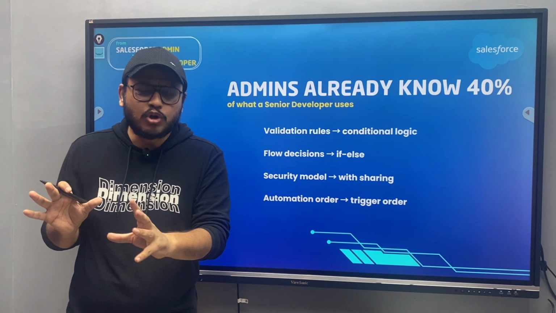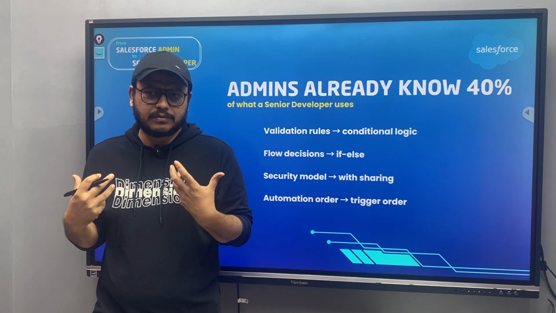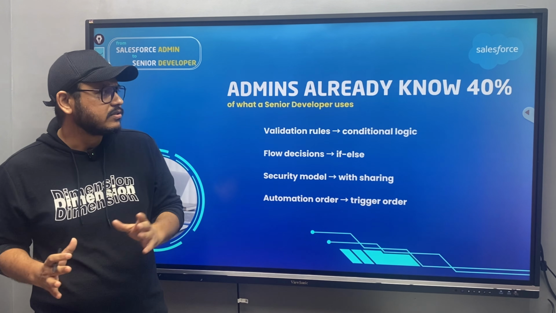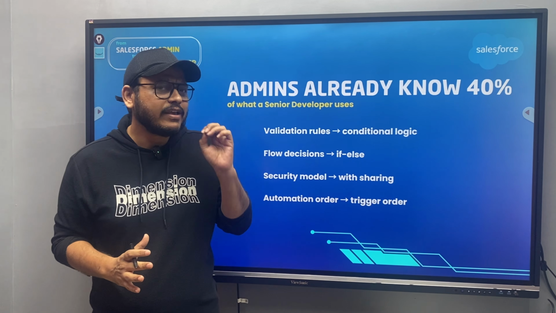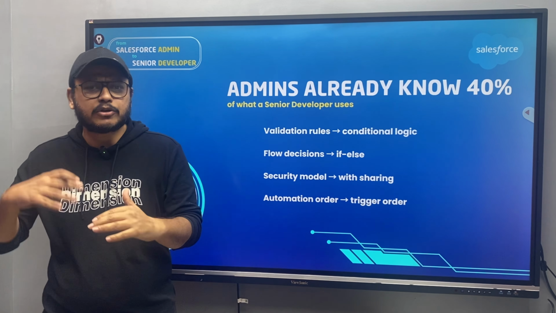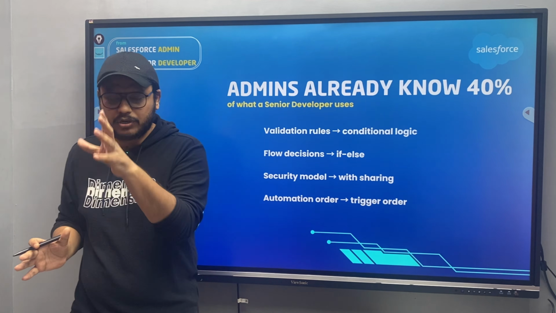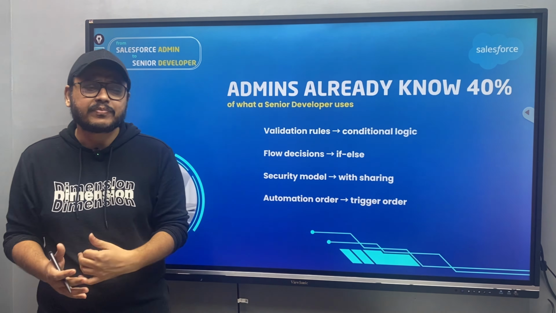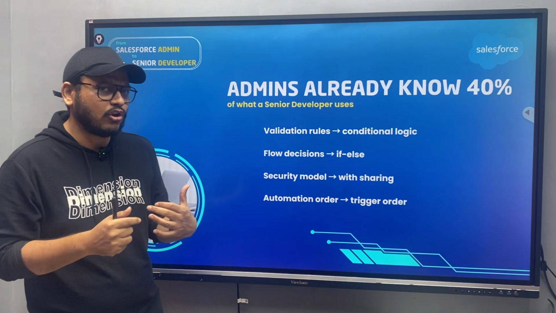The good part, and this is actually important, and this is coming from my experience, is that as Salesforce administrators, you would already know 40% of what your developers or senior developers are doing. This is something very important that you need to understand. And in cases even more than that 40%, right? Because Salesforce administrators do understand a lot of things.